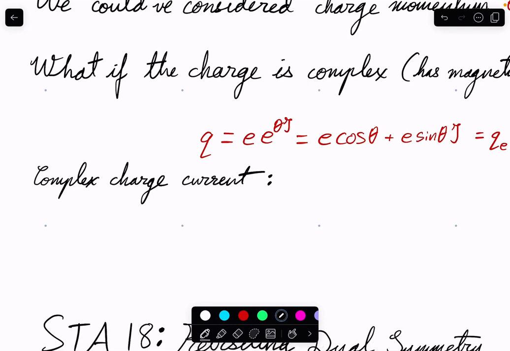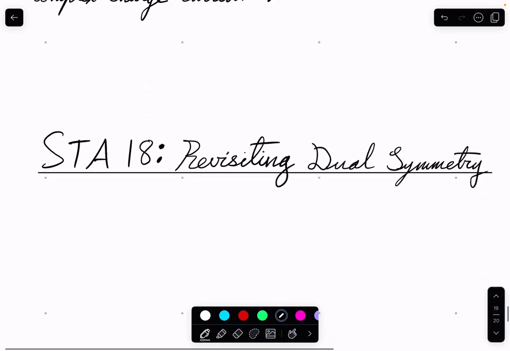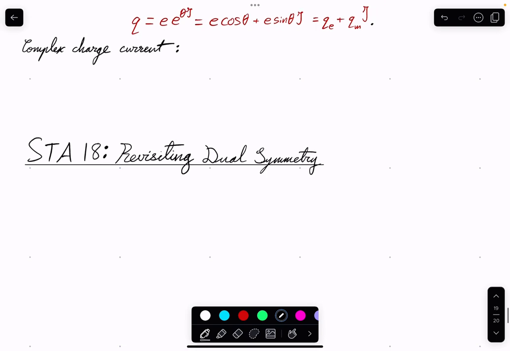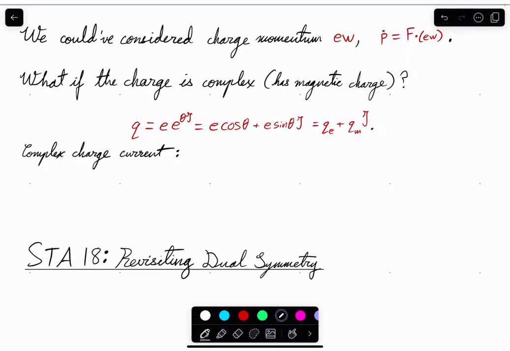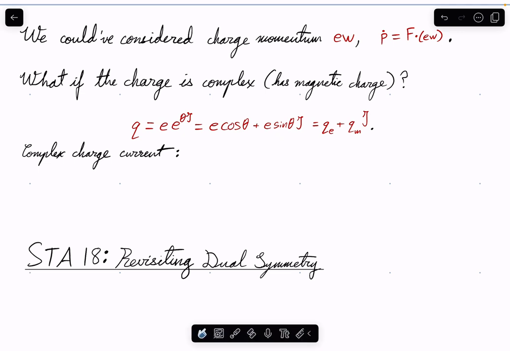Okay, so now we'll be dealing with vacuum, and we'll be looking at dual symmetry. We'll be revisiting it now that we have sources, but before we begin, here's the fix that I promised for the last section. The fix was where we were talking about complex charge, where we have magnetic charge.